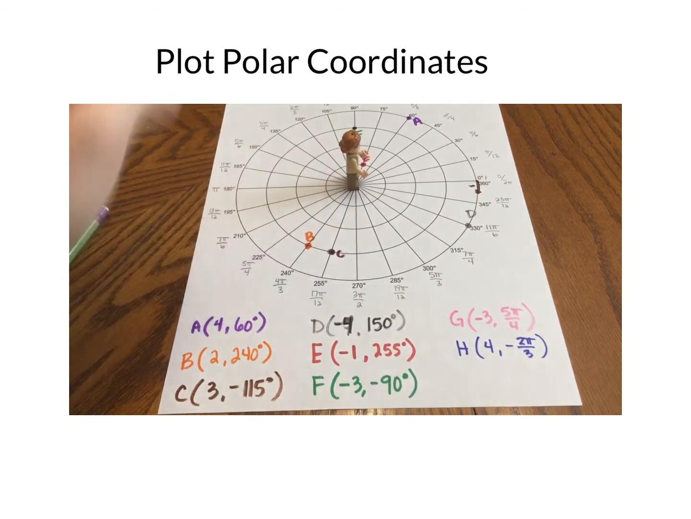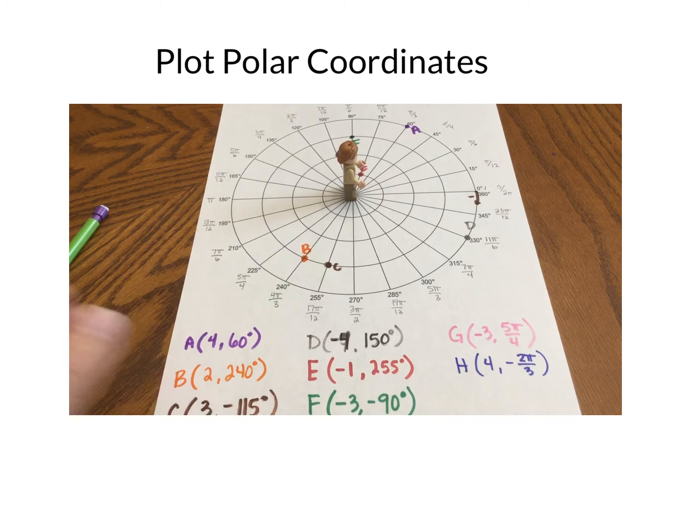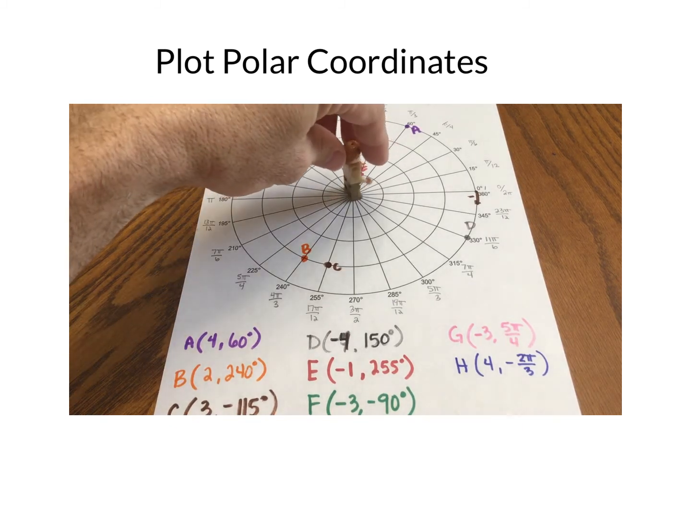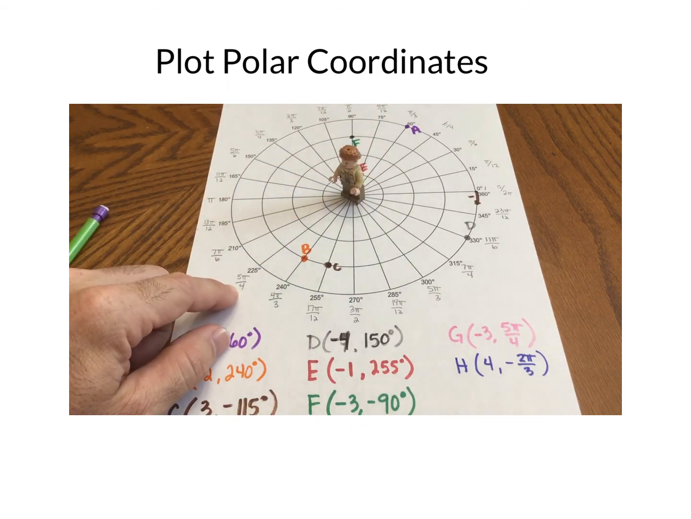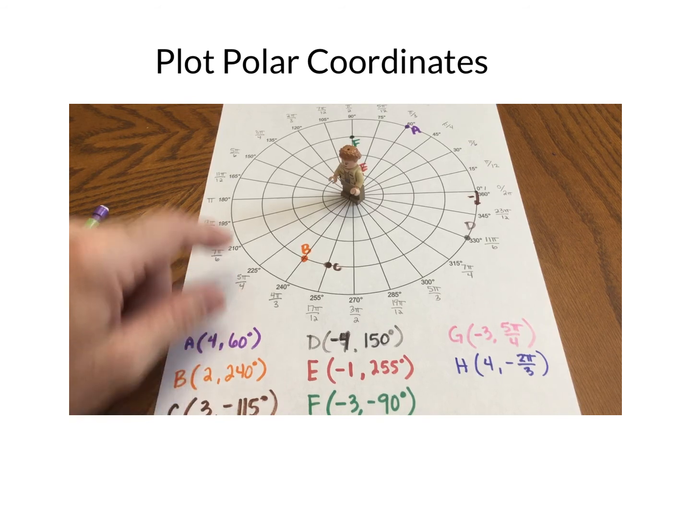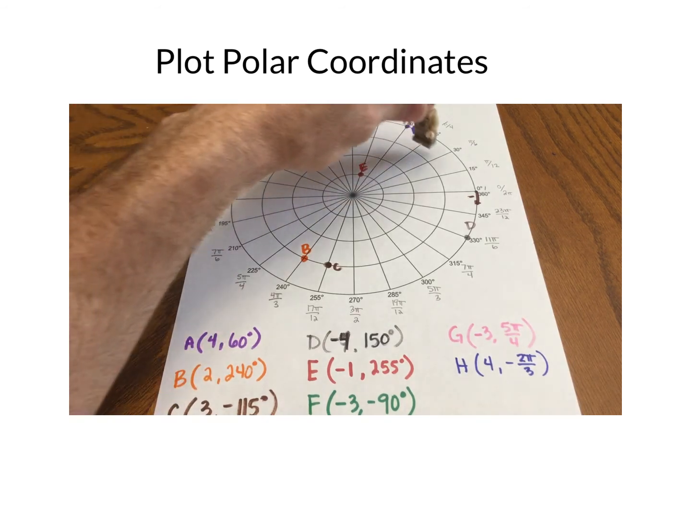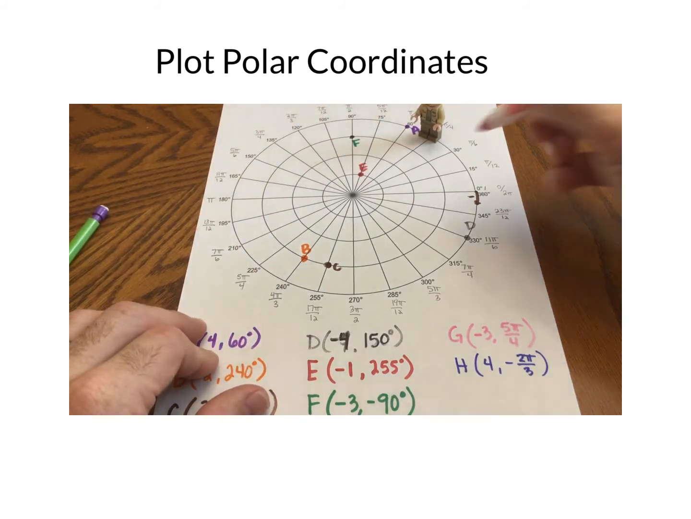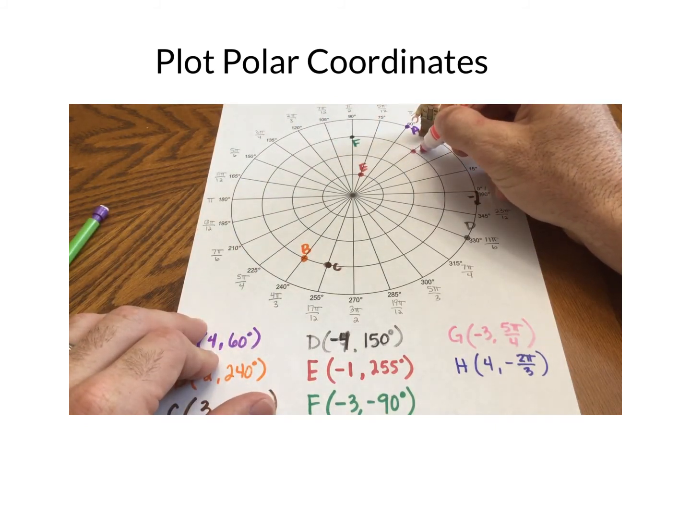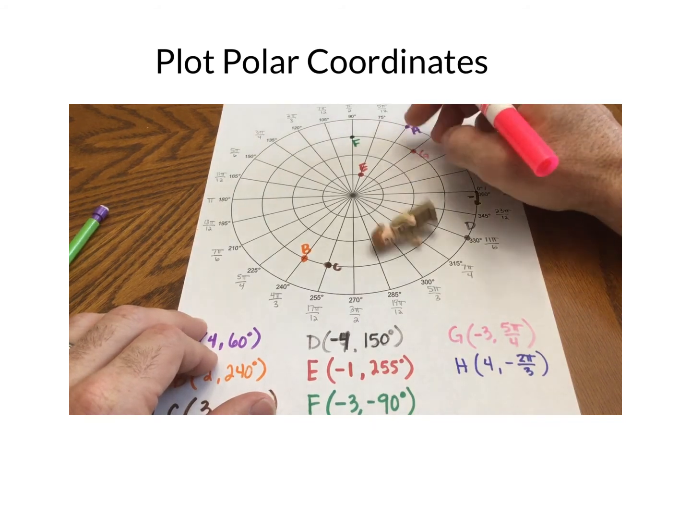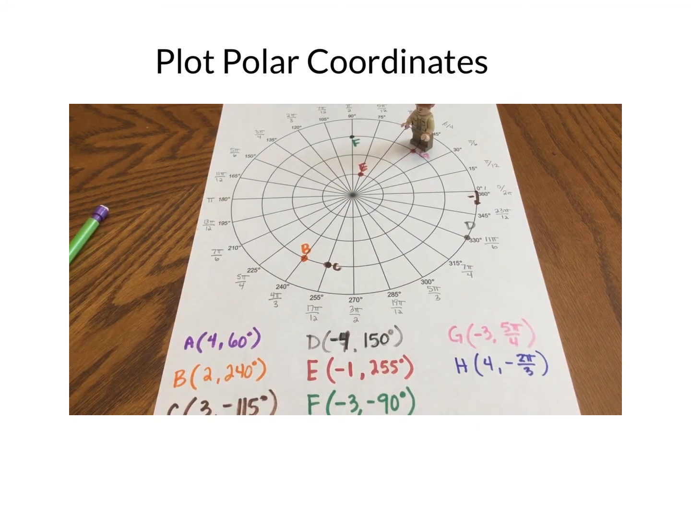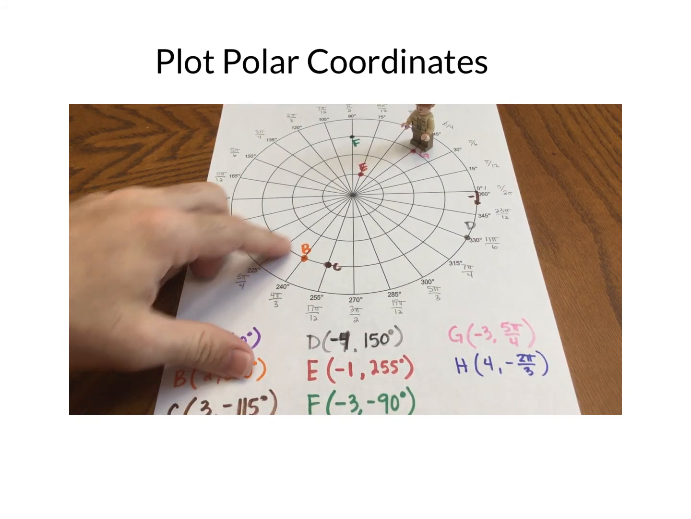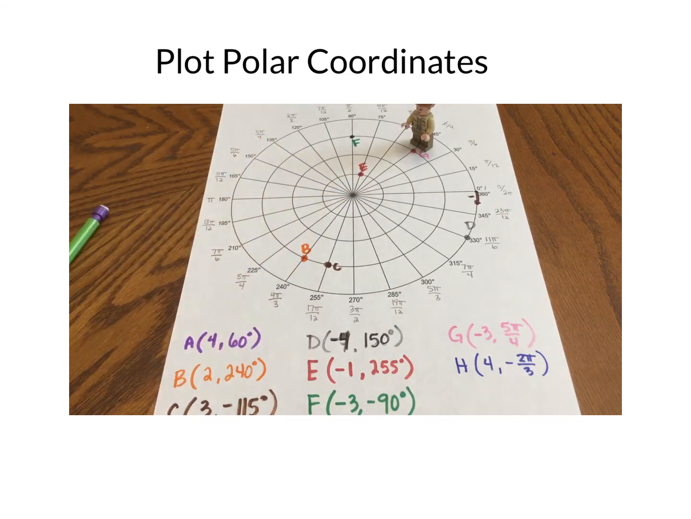Okay, so now we have G, which is negative 3, 5 pi over 4. So I hope you have your unit circle with radians on there. So 5 pi over 4 is twisting this way. Okay, right here. Now I'm going to go 3 units away again in the opposite direction from this. So 1, 2, 3. It ends up here. Here's point G. Okay, negative 3, so 3 units away from the pole in the opposite direction of 5 pi over 4. So there's another line that goes that way.